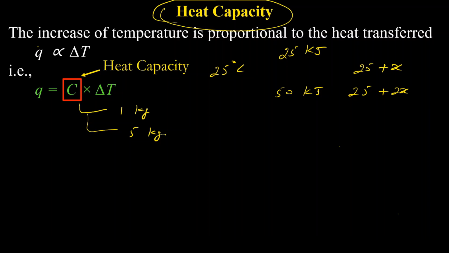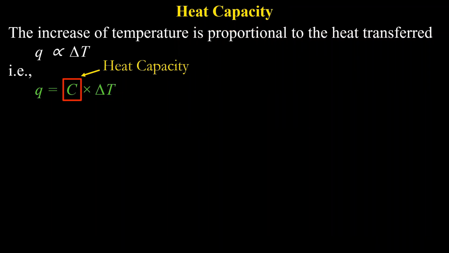So this is the relationship you need to memorize. Q is equal to C into delta T. We will be using this in numericals. So you need to memorize the relationships here. From here we can say that delta T is equal to Q by C.